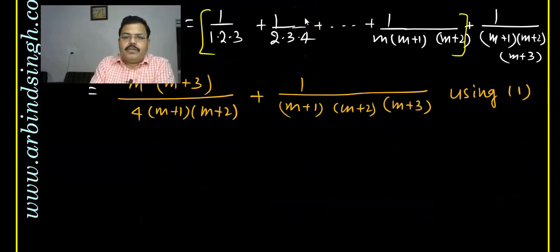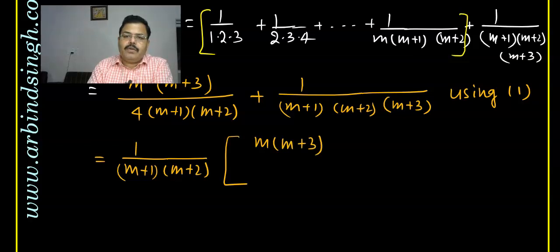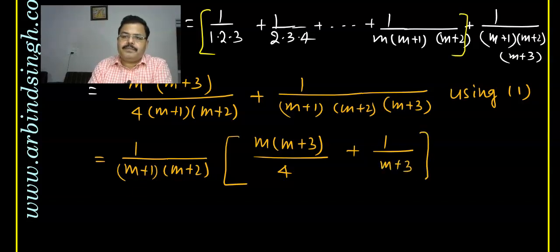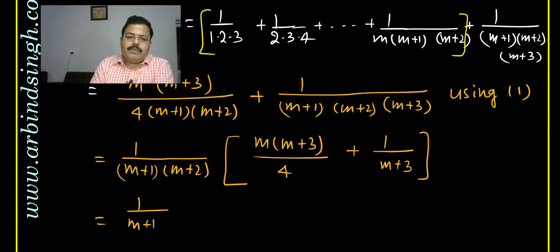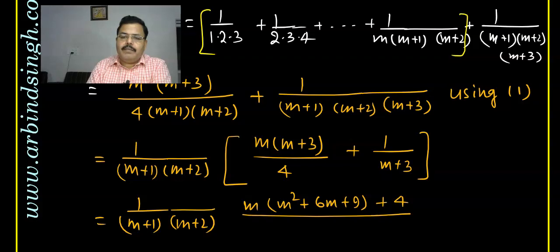Now, let us proceed. What is common in between? m plus 1, m plus 2 is common in the denominator. So, if I take m plus 1 and m plus 2 common from these two expressions, then what is left here? It will be left m into m plus 3 whole divided by 4, and what is left from here? m plus 1 has been taken, so m plus 3 is left. Now if I solve it, m plus 1 into m plus 2, that will be m times m plus 3, m plus 3 whole square. So m plus 3 whole square is nothing else but m square plus 6m plus 9, and this 4 multiplied here and whole divided by 4 times m plus 3. I hope you got it.